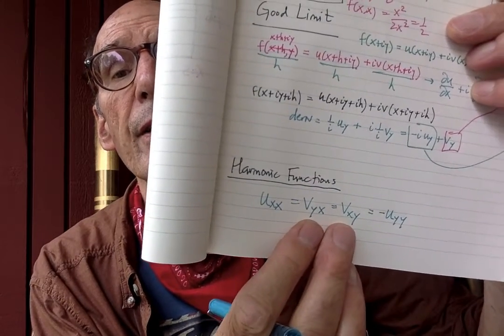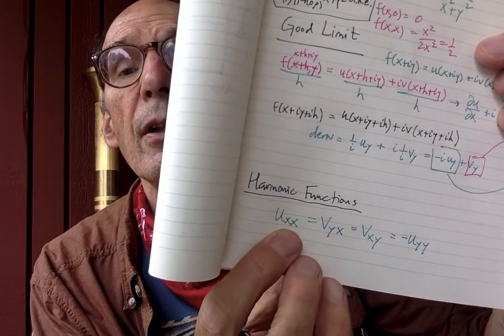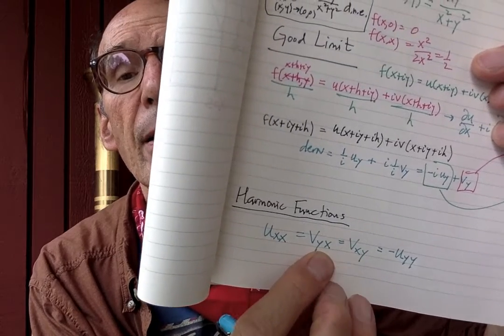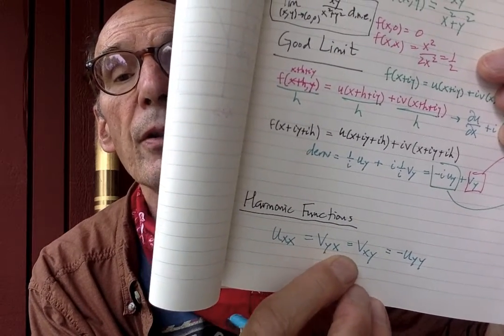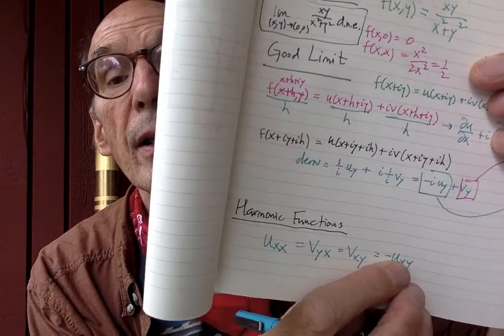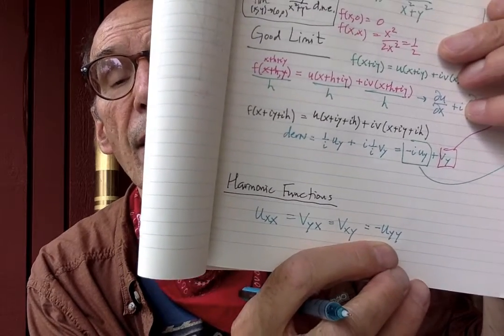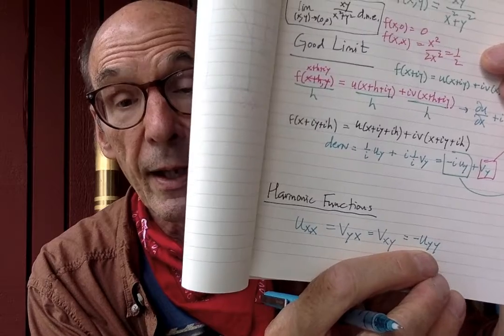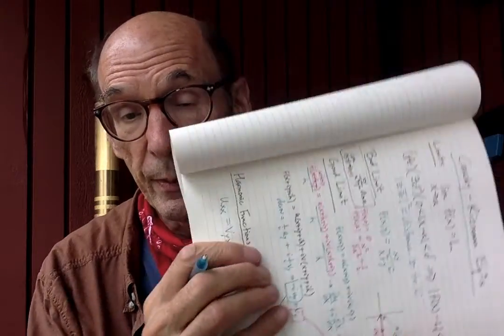This is continuity of the second partials. uxx is where we started. We use the Cauchy Riemann equations. We use the continuity. We use the Cauchy Riemann equations again, and you find out that the second derivative of u with respect to x is minus the second derivative of u with respect to y. So that is the Laplace equation. The second derivative of u with respect to x plus the second derivative of u with respect to y is 0, and that makes u a harmonic function.